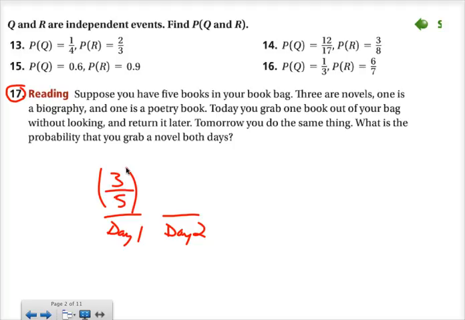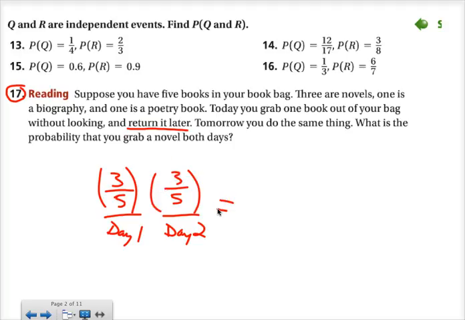Now, we want to read and catch the part where it says, hey, did we put it back, or did the situation change, and now there's a different amount of outcomes for the second situation. And we notice right here, it says you returned it later. So you did put it back in your bag. That resets the situation. We are back to the same beginning that we were at before. We still have 5, with 3 of them being novels.